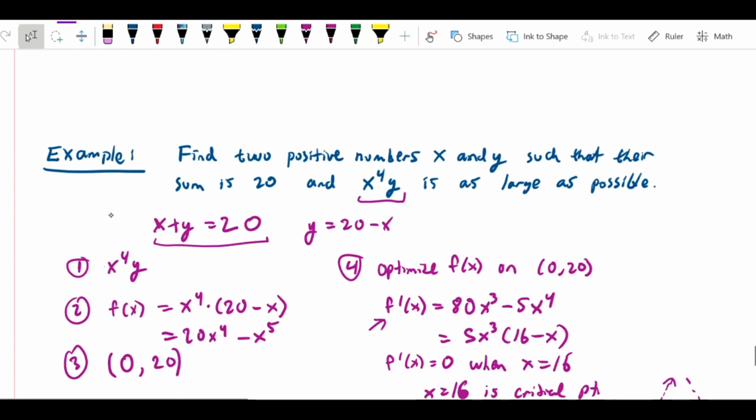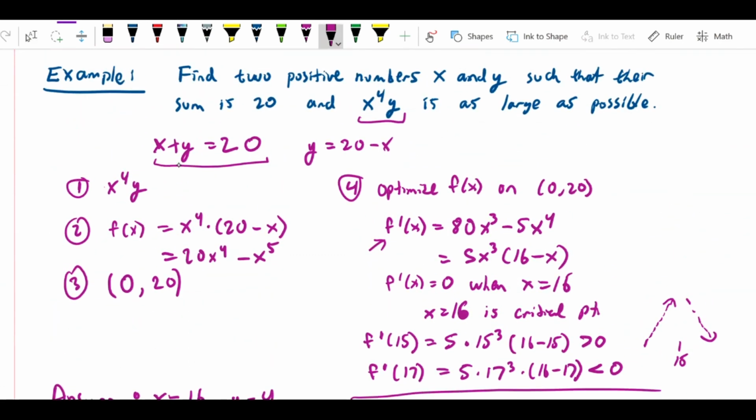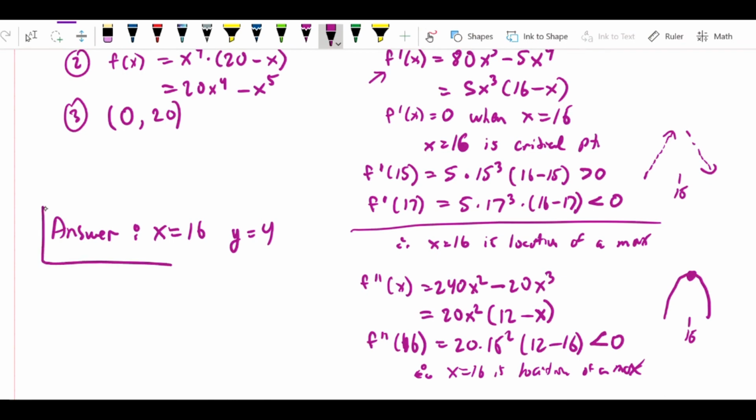So the answer, recall what we were being asked to find: two positive numbers x and y such that their sum is 20 and x to the fourth y is as large as possible. The answer is x equals 16 and y equals 4. How did I choose y equals 4? Because I know that x plus y has to equal 20. So there we go.